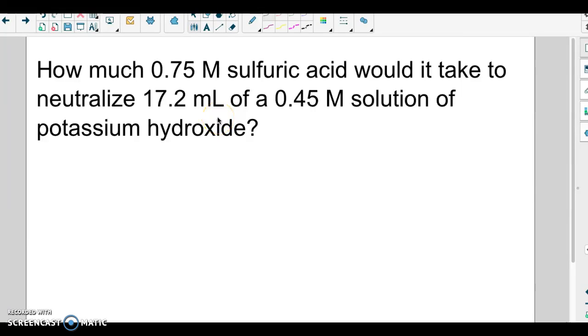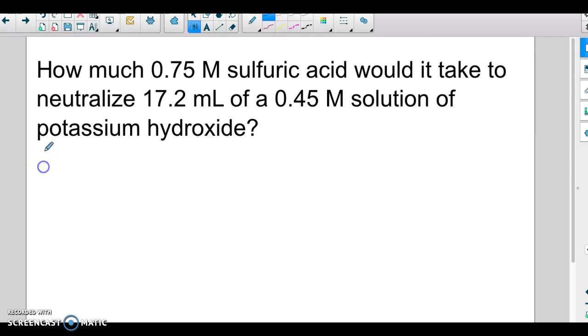Hi, I wanted to show you one other type of neutralization problem. So in this problem, we can see that we have an acid, sulfuric acid, neutralizing a base. So the first thing we're going to want to do always is write the neutralization reaction.